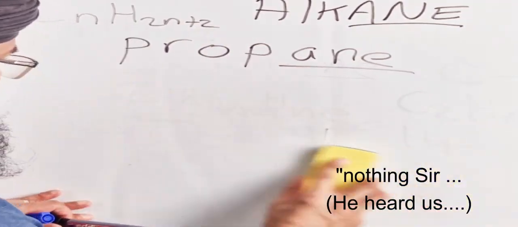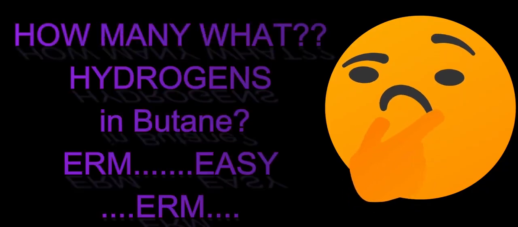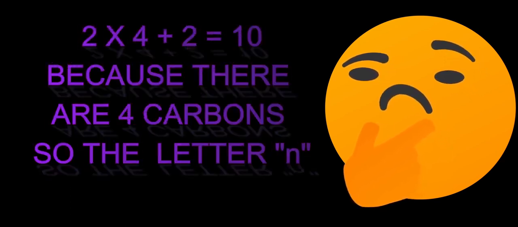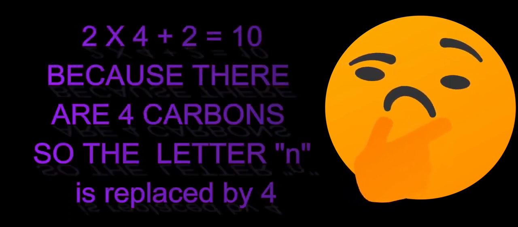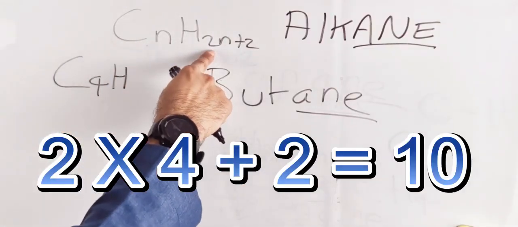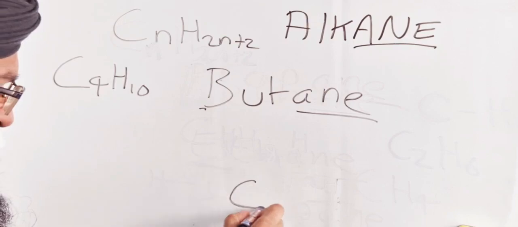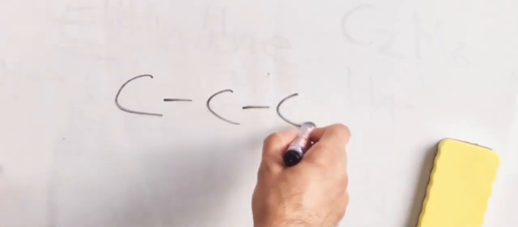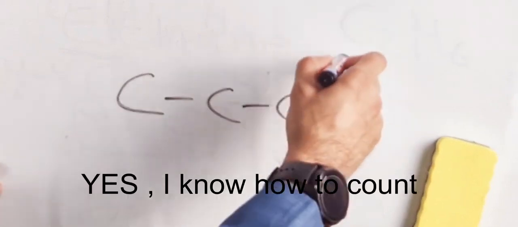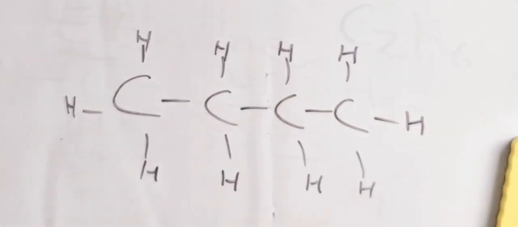Okay, the next one is called butane. It has 4 carbons. Tell me how many hydrogens it should have. 4 times 2 is 8, plus 2 is 10. So I draw my carbon chain. Carbon, carbon, single chain. 4 carbons. 1, 2, 3, 4, 5, 6, 7, 8, 9, 10. And there are my hydrogens.